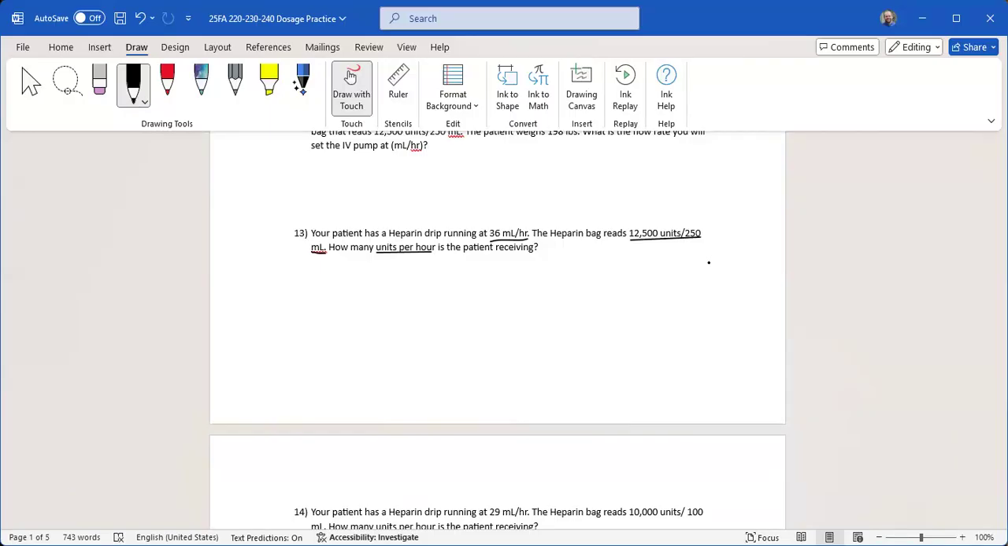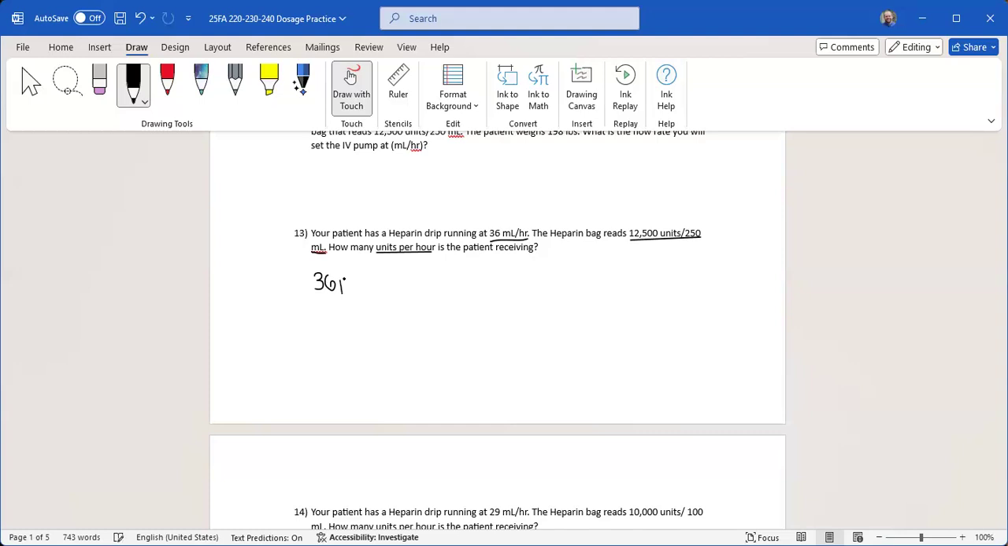So there's a couple different ways you can do this. You can set it up so your units are on top, or you can set it up so your hours are on bottom. I typically do flow rate times my available. That's just my choice, but I'm just going to stick with that because that also follows the same kind of procedure that I did up there on the previous question.